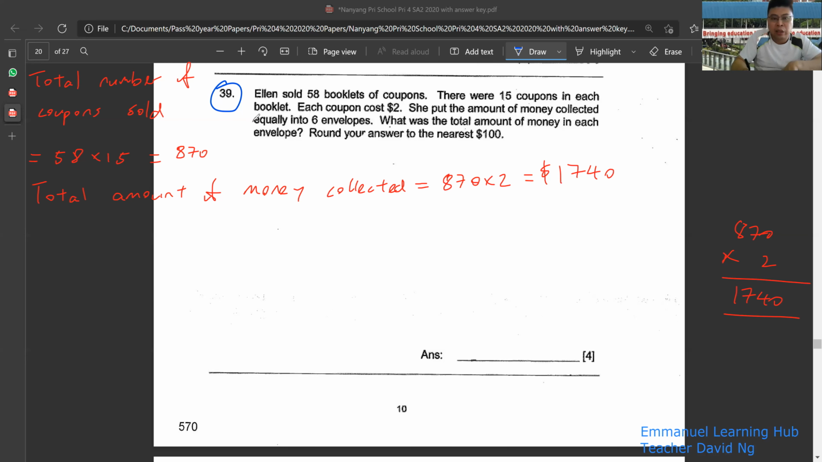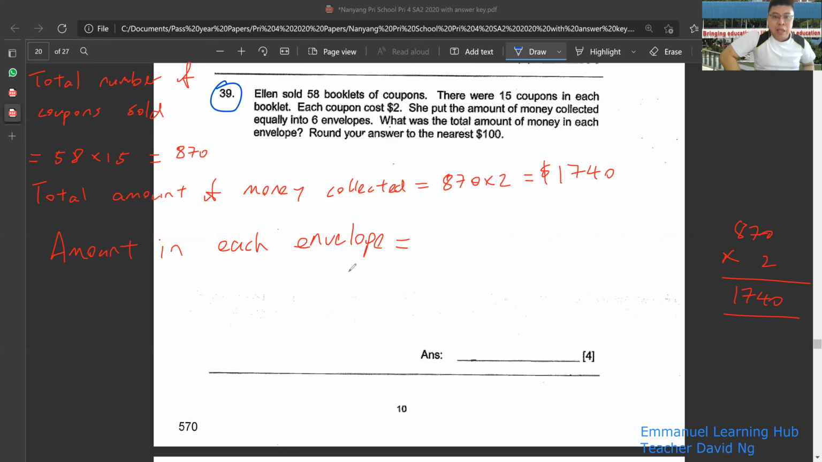She put the amount of money collected equally into 6 envelopes. So what must you do to find the amount in each envelope? Divide. Okay, what divide by what? Divide by 15. So 15 is the coupons, 6 envelope. She put the money. How much money she has?